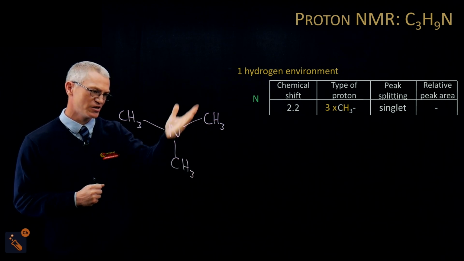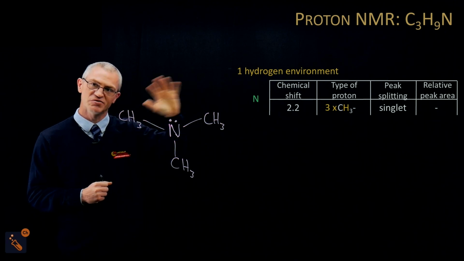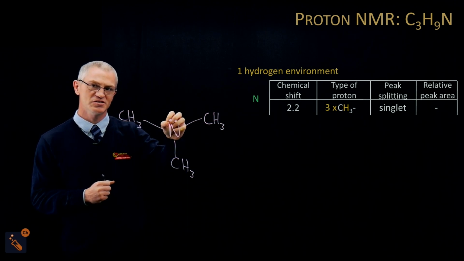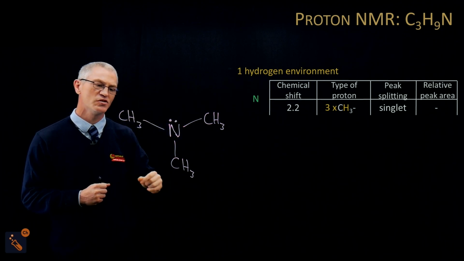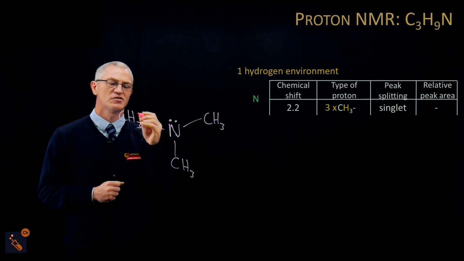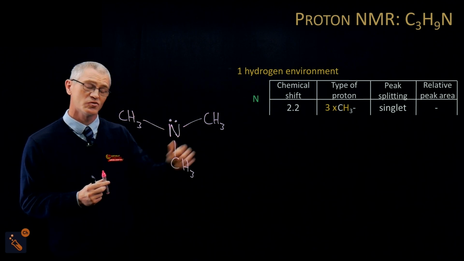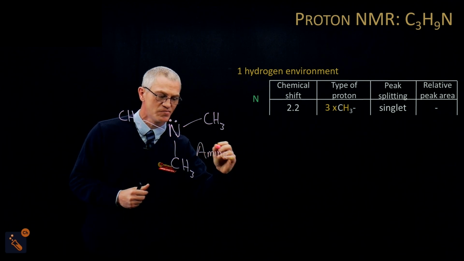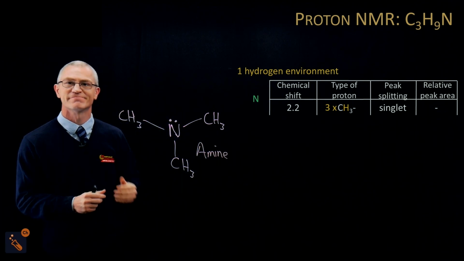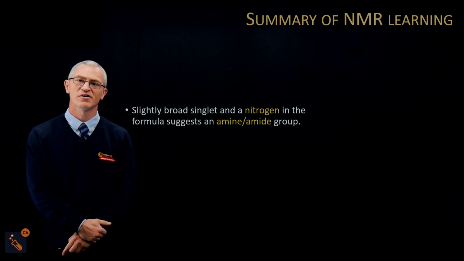If you look here, there is a plane of symmetry. All of these are equivalent. They're in the same environment. They're all bonded to an N with 2 CH3s coming out the other side. So they're all in the same environment, which means your functional group in this case is going to be an amine. In doing this NMR, we have learned about amines.